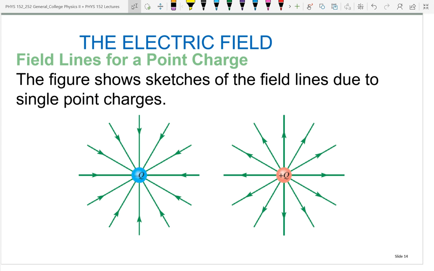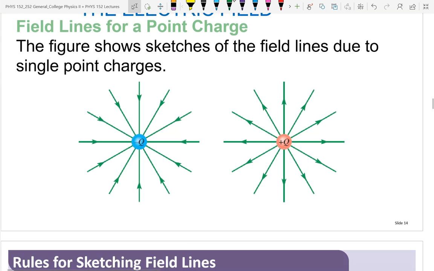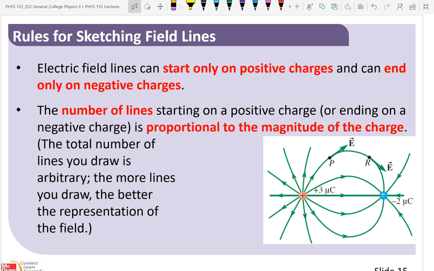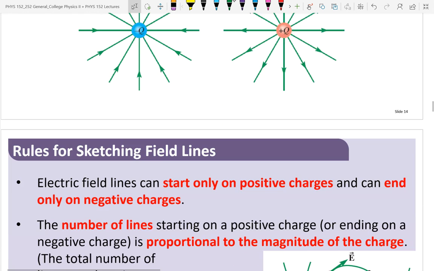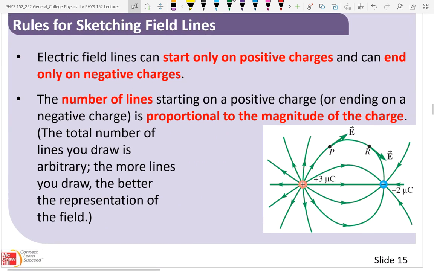We've already talked about the direction and the number of lines being proportional to charge, so I don't really need to spend much time on that. When we have two charges, it's more complicated than one charge. One charge was very simple. In isolation, the lines are just radial, going in or coming out. But with two charges, you have to add them together.